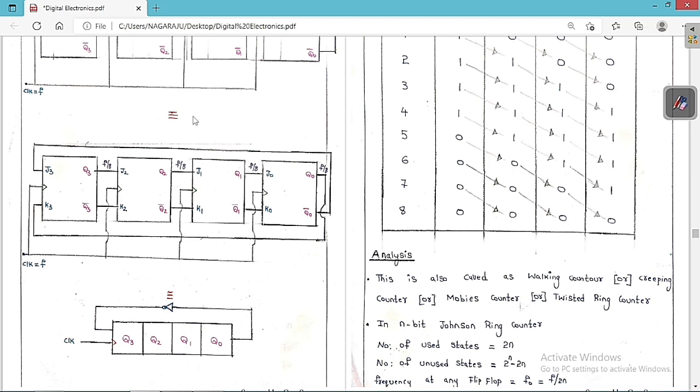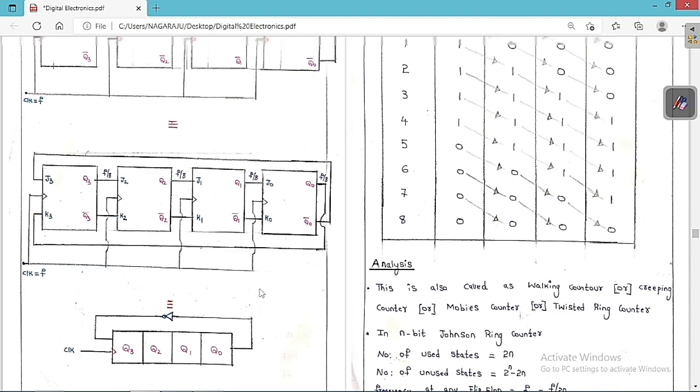I have already told you these two are not self-starting, so initially we have to open the feedback and give the input as 1. Whereas here, you can see clearly, this is called a self-starting Johnson's ring counter. So here we are taking a NOT gate, and here we are taking the feedback from here. This is a simple diagram which represents the Johnson's ring counter.